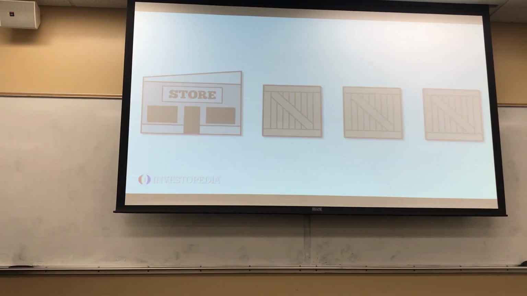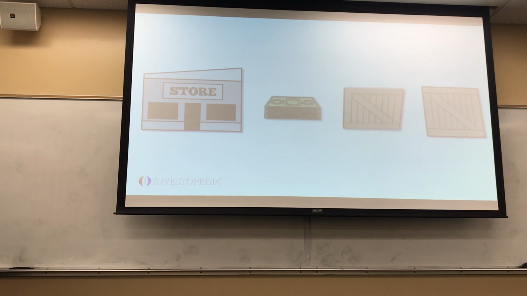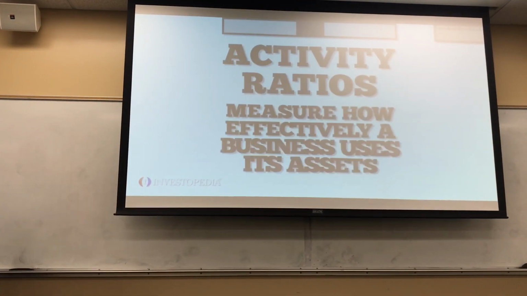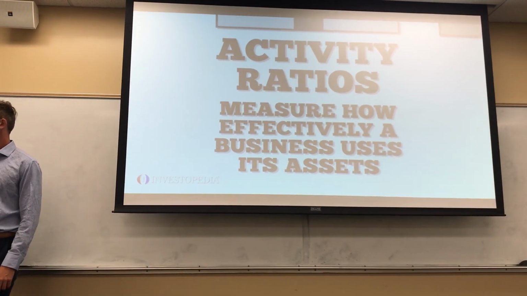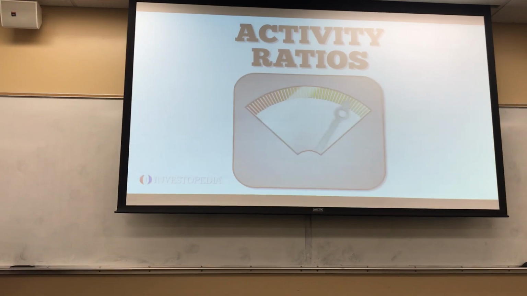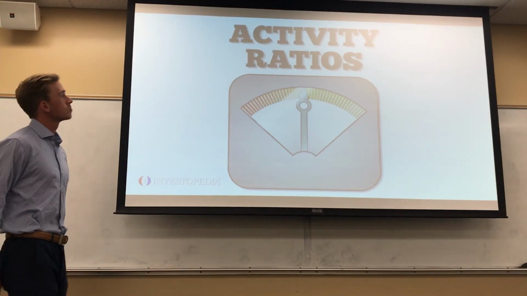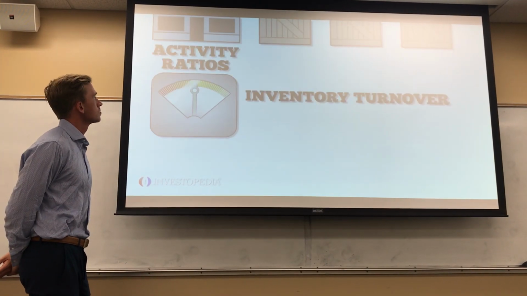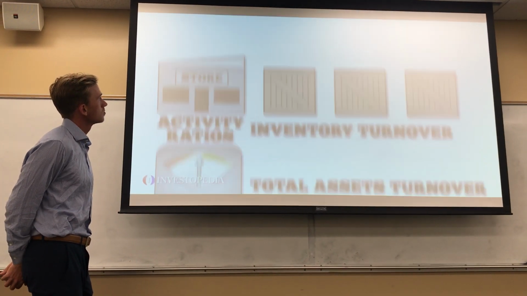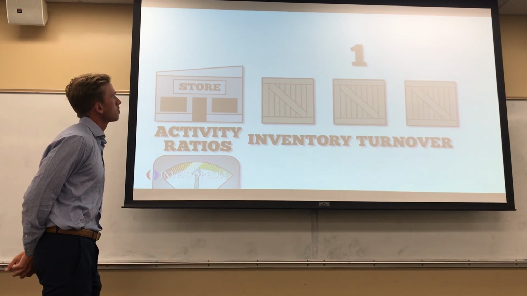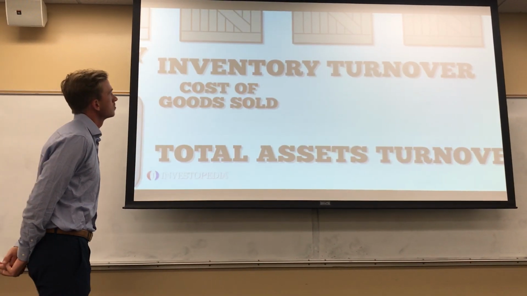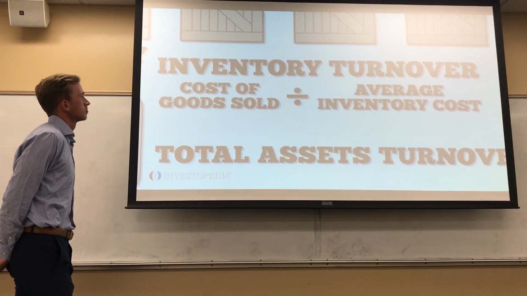How quickly a business can turn assets into cash or sales is a good indicator of how well that business is run. Activity ratios measure how effectively a business uses its assets. Management and accounting departments can use several activity ratios to gauge their business's efficiency. Two of the more popular include inventory turnover and total assets turnover. The inventory turnover ratio reveals the number of times a company created its inventory and sold it over a set period. It's the cost of goods sold divided by average inventory cost.